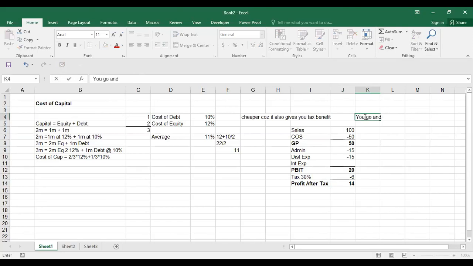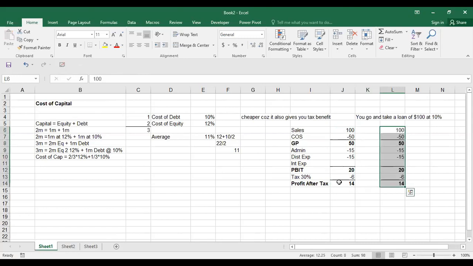I say that you go and take a loan of $100 at 10%. If you take a loan of $100 at 10%, you have to pay interest now. Your interest will be $10. Right now, your profit after tax is $14. So if you are taking a loan of $100 at 10%, it means you have to pay interest of $10.